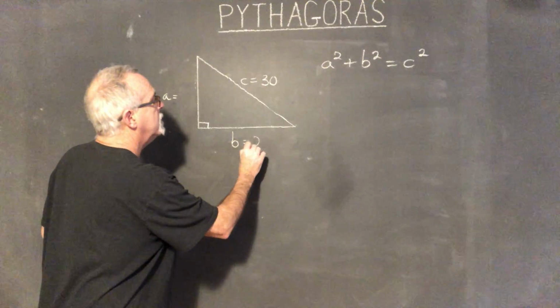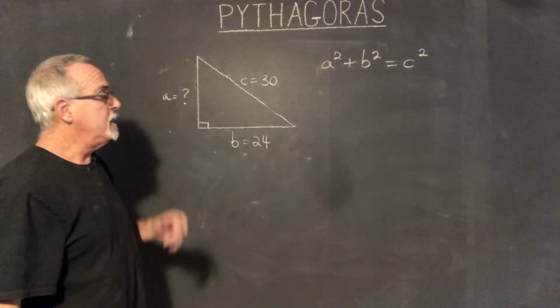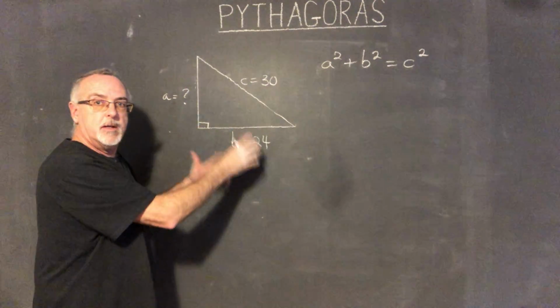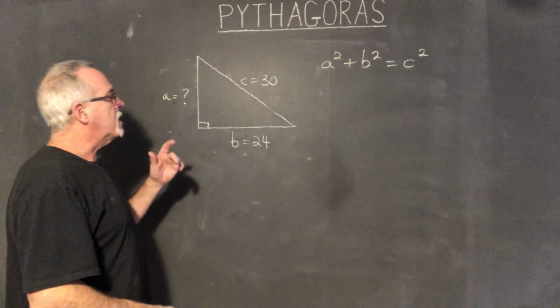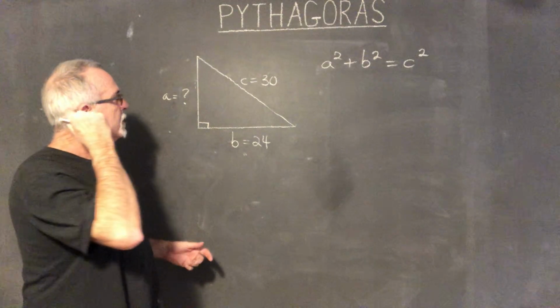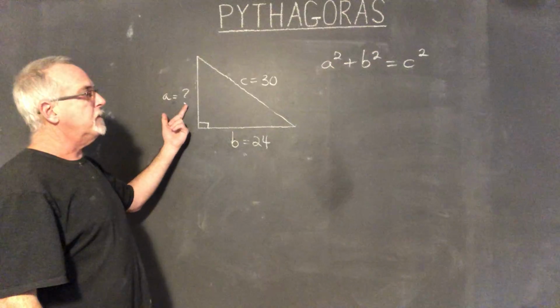I'll say B is 24. So A is the one I'm looking for this time. If this right triangle is really possible, it's not an impossible triangle. We know what impossible triangles are: when you try to draw a triangle that won't work because it disobeys the rules of triangles. If this is a possible triangle, we should be able to find A.